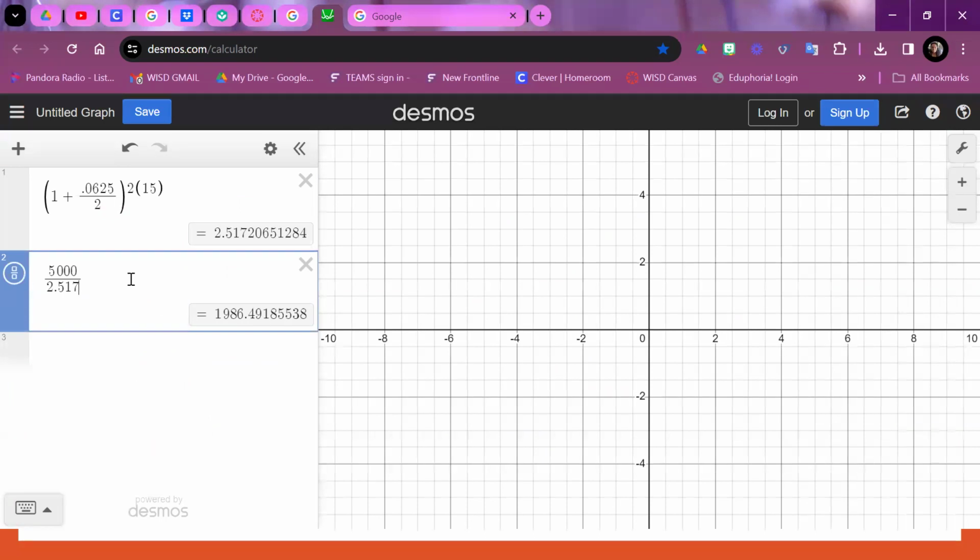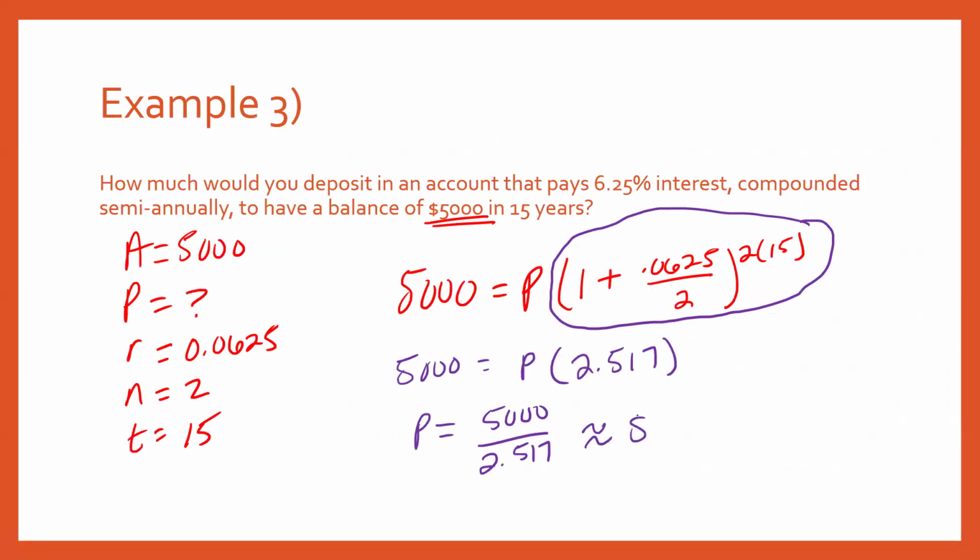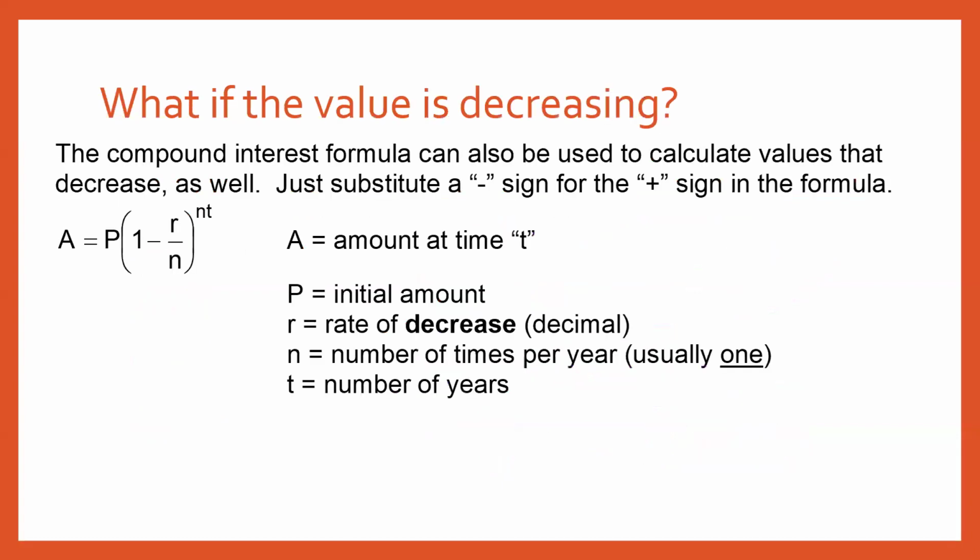Yes. So if I want my goal to be 5,000, my initial investment has to be at least $1,986.49. Yes. We have to have $1,986.49. Yeah. All right. So are we okay with finding P? Yep. All right. Here we go.